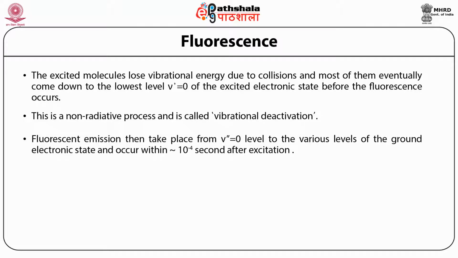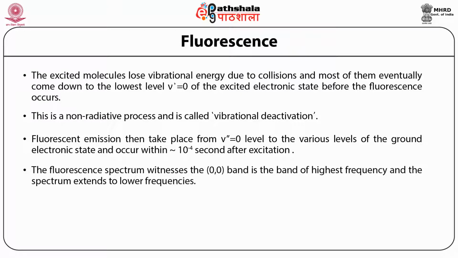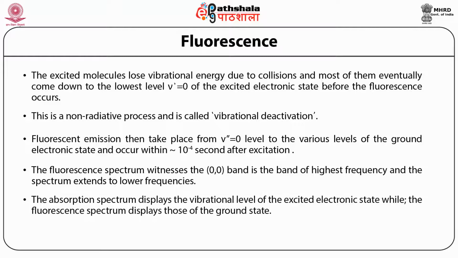Fluorescent emission then takes place from the ν' = 0 level to the various levels of the ground electronic state and occurs within 10^-4 seconds after excitation. The fluorescence spectrum shows the 0-0 band as the band of highest frequency, and the spectrum extends to lower frequencies. The absorption spectrum displays the vibrational levels of the excited electronic state, while the fluorescence spectrum displays those of the ground state.